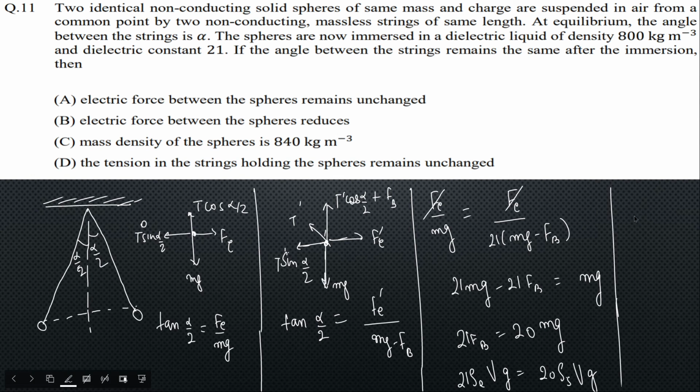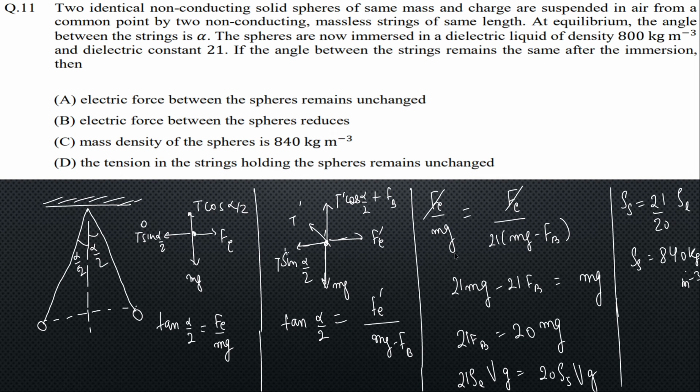From here I get rho of sphere is 21 by 20 times rho of this liquid. So when you solve this, this would be 840 kg per meter cube. Okay, so this option number C is correct.